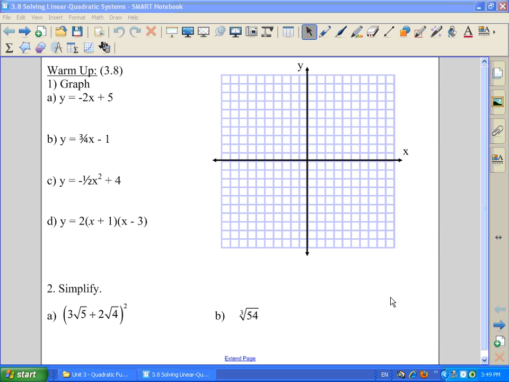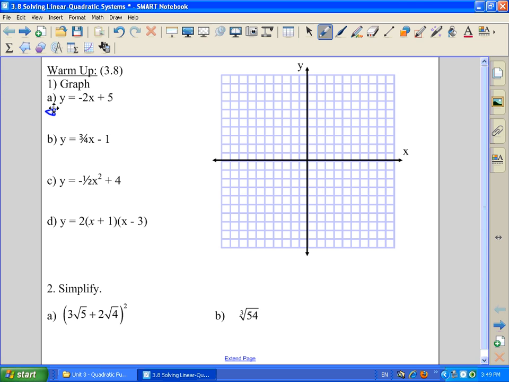Here are our warm-ups. First of all, we're going to check on our graphing skills from grade 9, 10, and 11, and then we're going to use that to help us solve linear systems. So first of all, we're going to graph A. A is a linear equation.